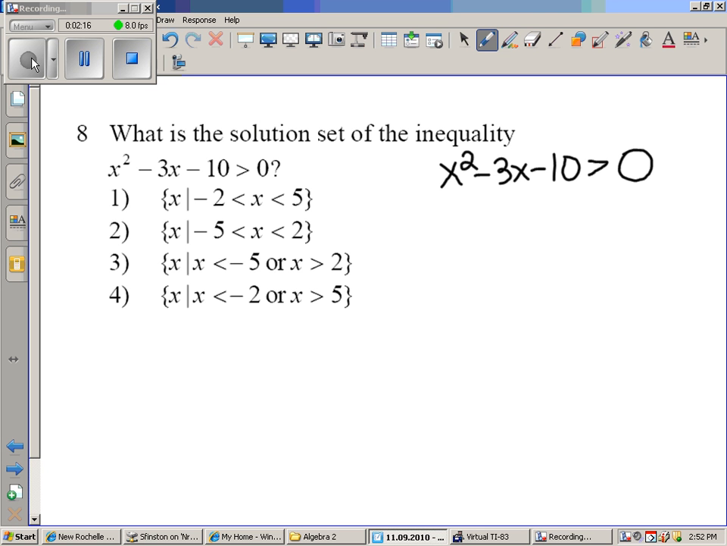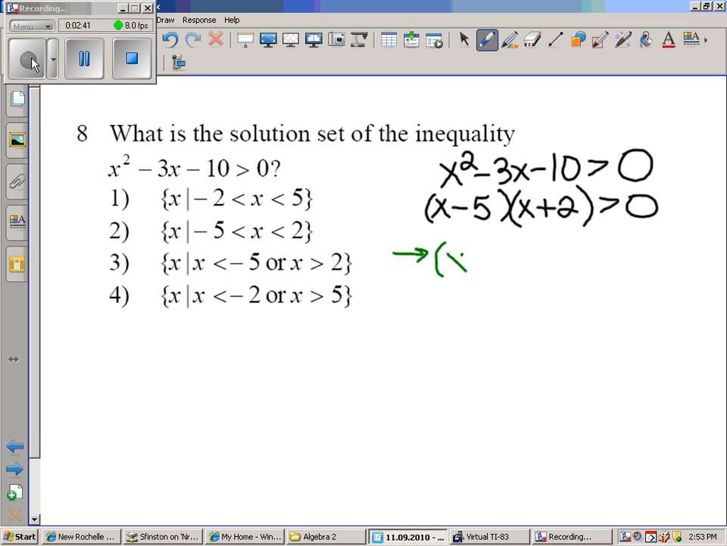Yeah, the first step is to factor. Okay. So we got to think of two numbers that multiply to be negative 10 but add to be negative 3. Yeah, negative 5 and positive 2. Very nice.